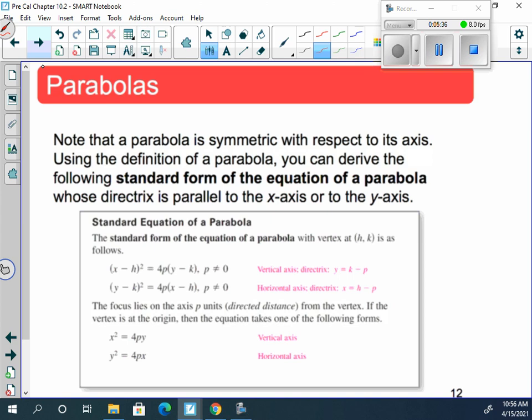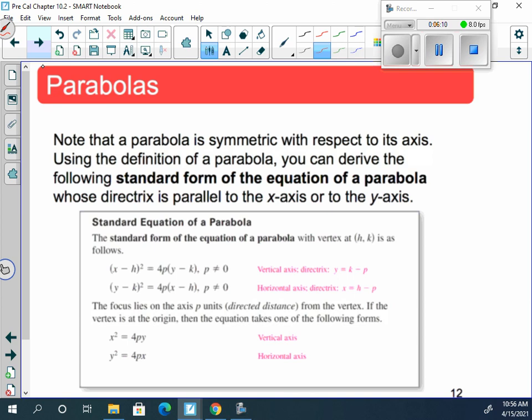And it kind of mentions this here. The focus lies on the axis p units direct distance from the vertex. So this is a vertical axis. That means that this one here, since we have x squared, is going up and down. So the vertex, or the focus, is going to be p units from here. So we're dealing along the y. So this here would be h comma k plus p, and this here would be h plus p comma k.